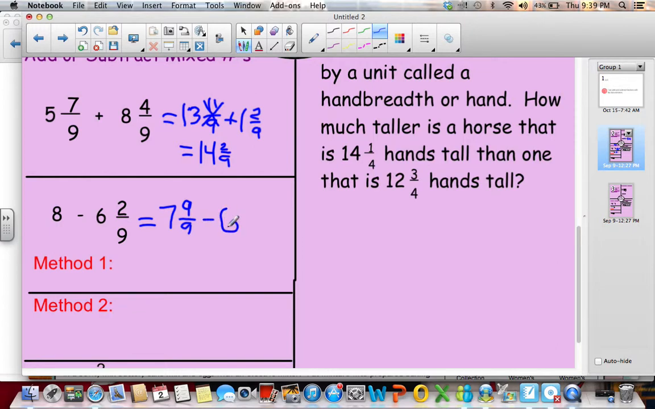minus 6 and 2/9. Now we can subtract. So we subtract our whole numbers. 7 minus 6 is 1, and then 9 minus 2 is 7. So I have 1 and 7/9.